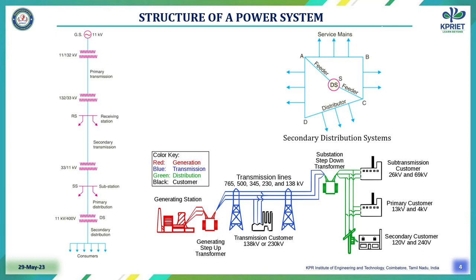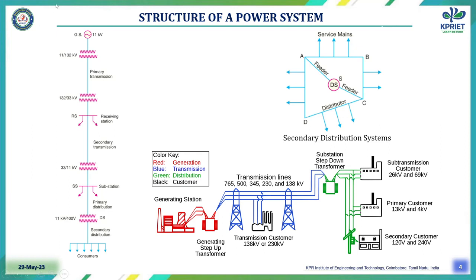In order to ensure that the generated power will be distributed to the consumer through the proper channel, that is called the structure of a power system. It consists of various levels of voltage through which the power is transferred to the end consumer.